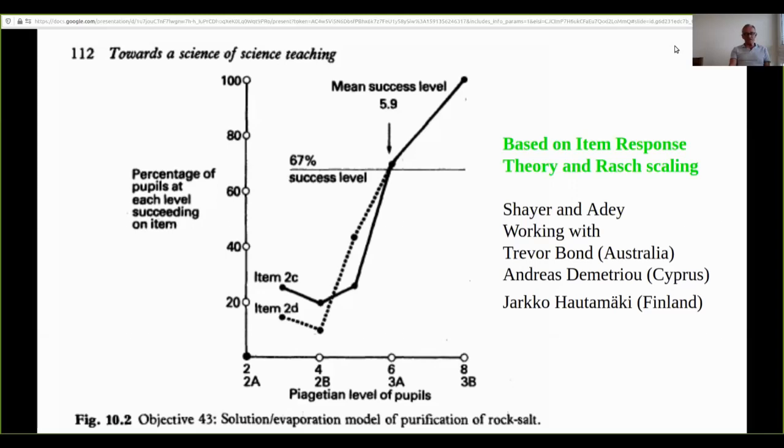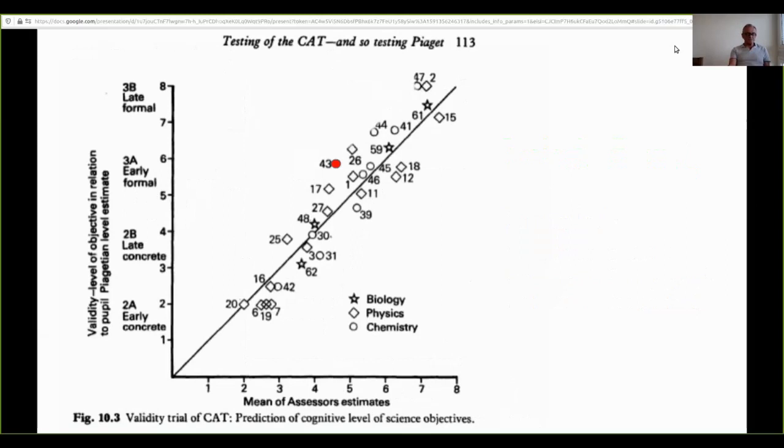These people work together in the psychometrics, and so the SRTs and the CAT had this input of some of the world's leading psychometricians in this area. You can see 43 where it occurs. It's at 5.9, which means it's just on the very last stage of concrete operational, and it's just getting towards early formal.